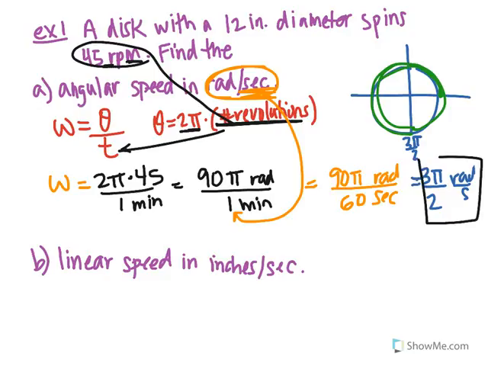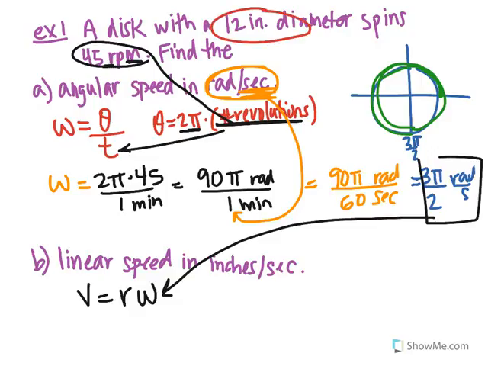Okay, so now let's find the actual linear speed. So that's going to be the v, or velocity, or linear speed, is equal to your radius times your angular speed. Well, we already found our angular speed. We did that in this problem. All we have to do is multiply it by the radius. So the problem tells us that it is a 12-inch diameter. Well, that means that the radius is actually going to be 6.